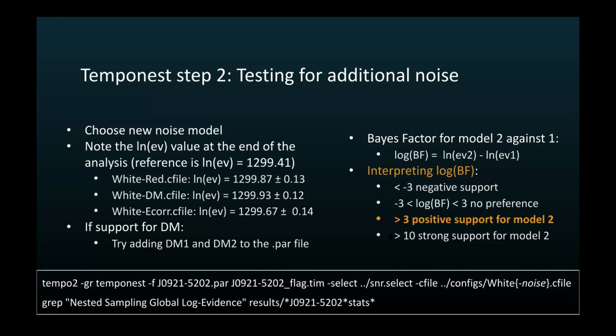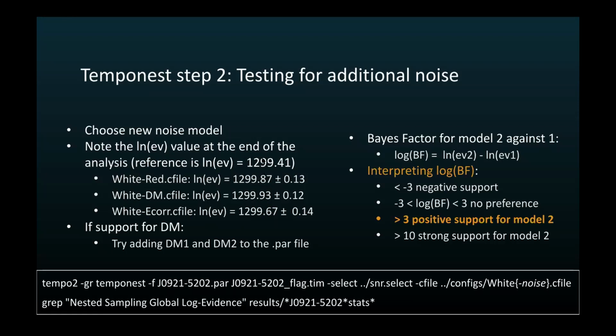Okay, and then you do the same thing as we just did with the white noise. You run that and you note the log evidence. So I've done that here for 0921. You might get slightly different numbers, especially because I think I changed the data a little bit. But basically you get these evidence numbers. So for the red noise, I got 1299.87, DM noise 1299.93, and the correlated noise 1299.67.